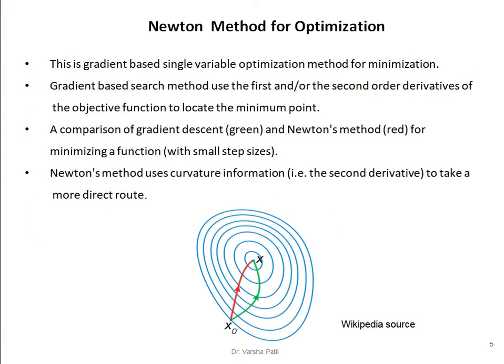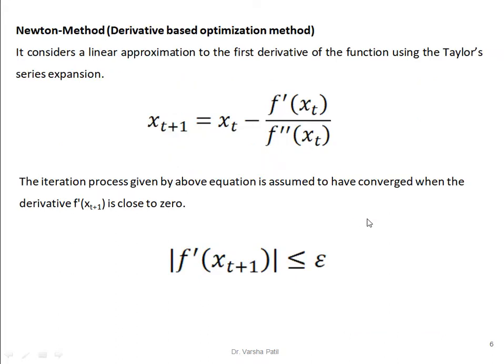Now we start with the Newton method. Newton method for optimization is a gradient-based single variable optimization method for minimization problems. This method is gradient based, meaning a derivative is required. Gradient-based search methods use the first and/or second order derivative of the objective function to locate the minimum point. A comparison of gradient descent, which is shown in green, and the Newton method for minimizing a function is given. The Newton method uses curvature information, that is, the second order derivative, to take a more direct route and achieve the minimized or optimal solution in a few steps compared to gradient descent.